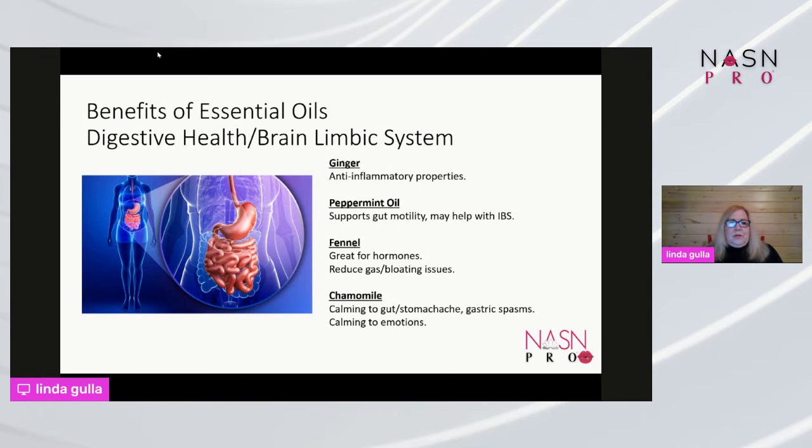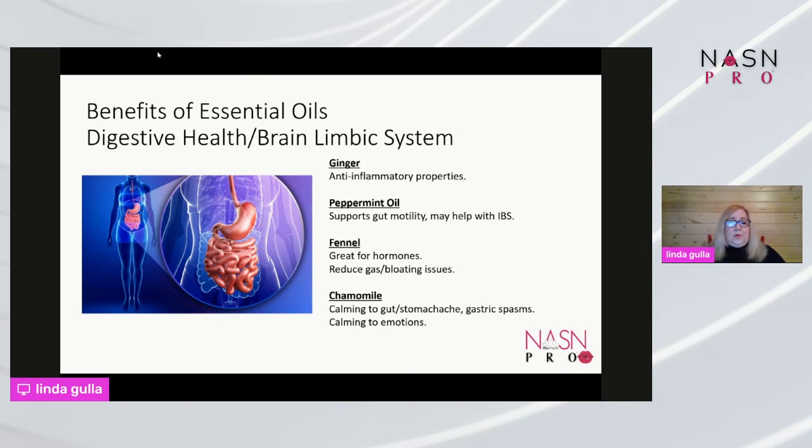Other benefits of essential oils is digestive health, which again is the gut is the part of the brain, limbic system. Essential oils such as ginger are anti-inflammatory, and peppermint oil supports gut motility and may also help with IBS. And motility is basically the movement of your intestines, of putting gastric juices and food into the body. And sometimes when we get older or we have certain kind of gut issues, the motility slows down. So something like peppermint oil can support gut motility.